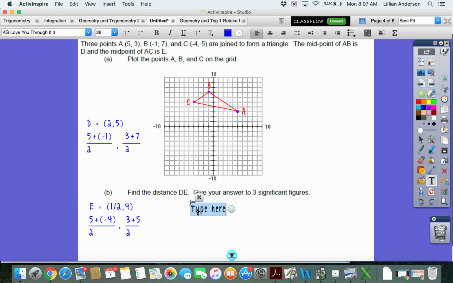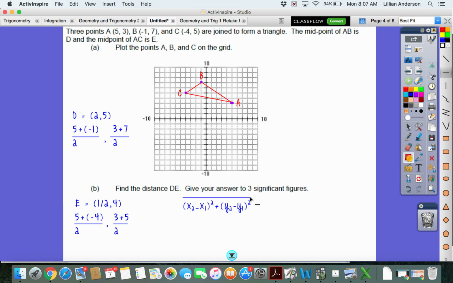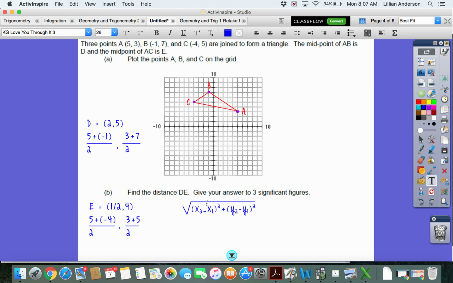So then to find the distance, the formula says x2 minus x1 squared plus y2 minus y1 squared, all of that under the square root. That's how we find the distance. So we go ahead and plug everything in. We're going to do 1/2 minus 2 squared plus 4 minus 5 squared. Of course, I'm going to take the square root of all that.